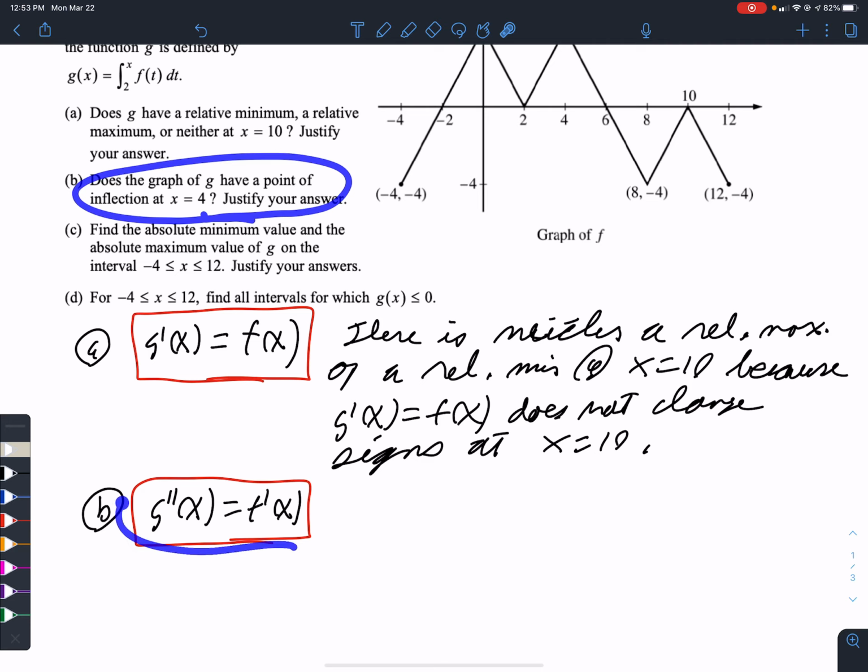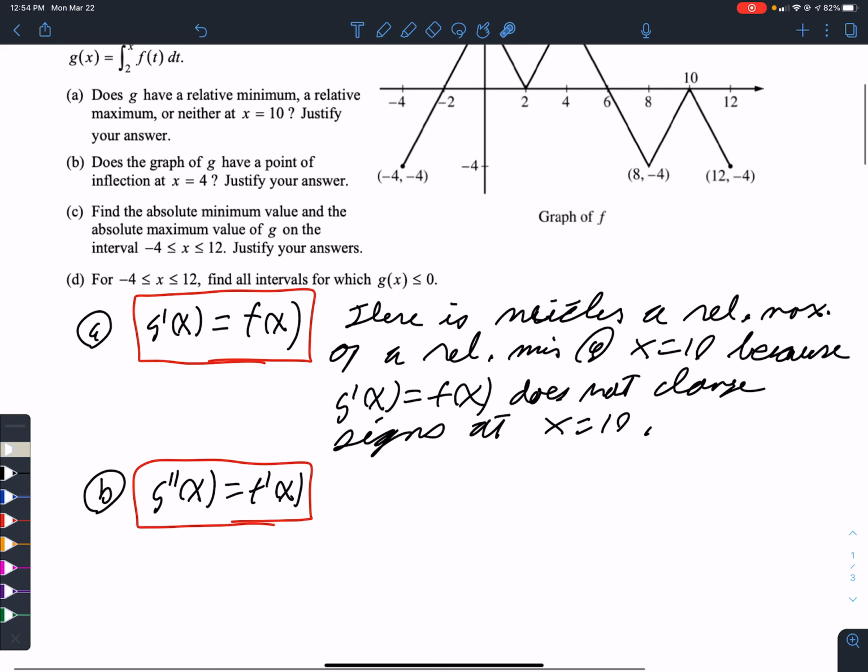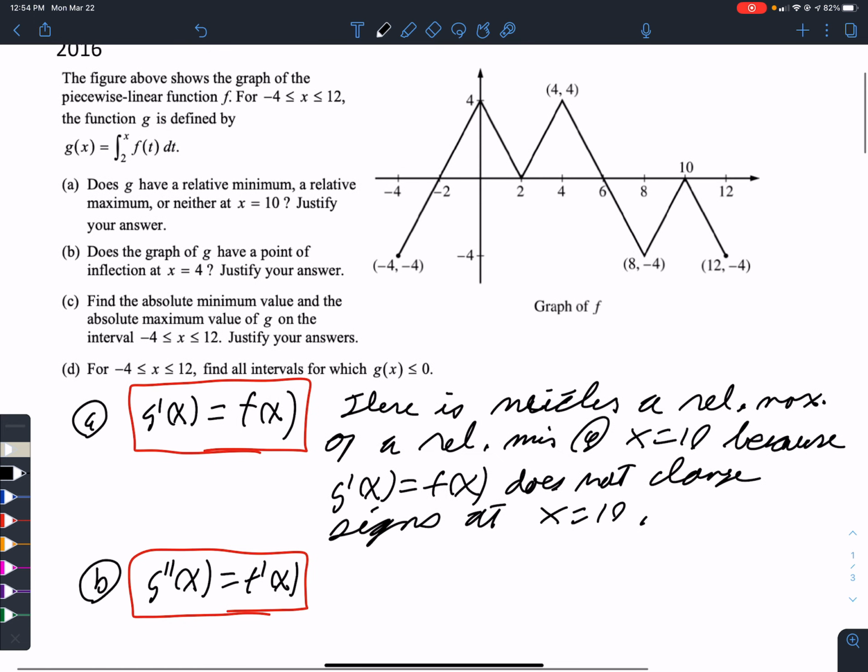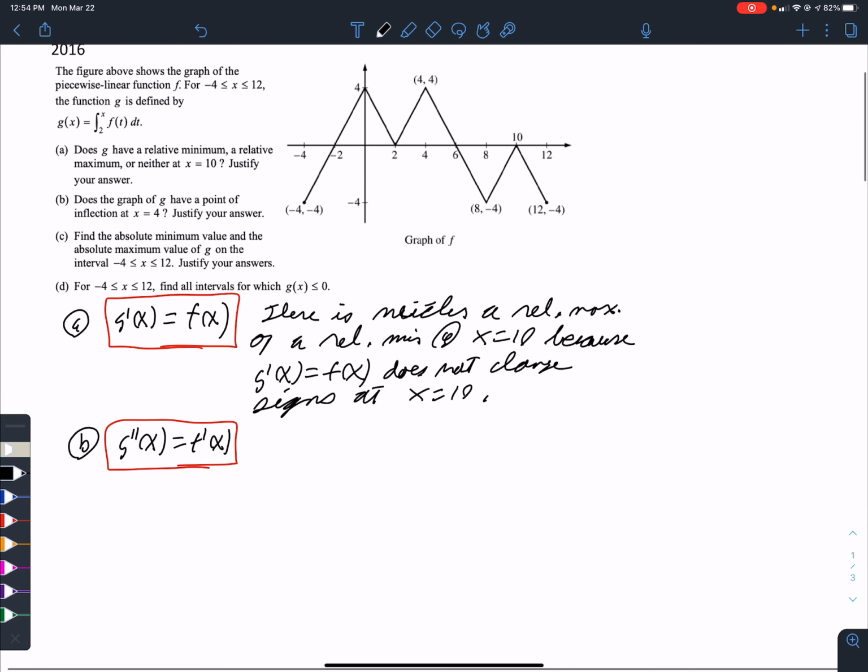Well, let's find the second derivative, which comes out to be the derivative of f. So I have to show the derivative of f changes signs. What tells me if the derivative is positive or negative? That's if f is increasing or decreasing, right? So here is what I would have. Here's the logic. And this one takes some time to develop, but with time, we can figure these out.